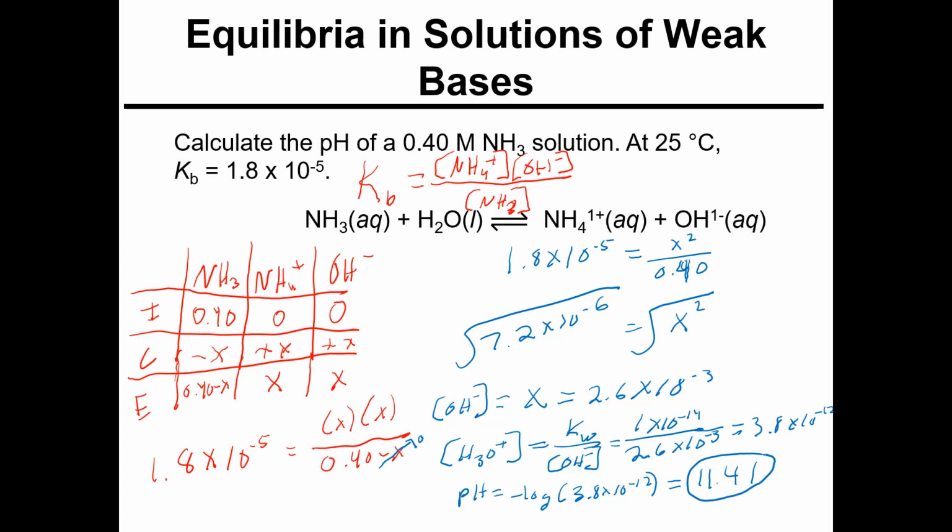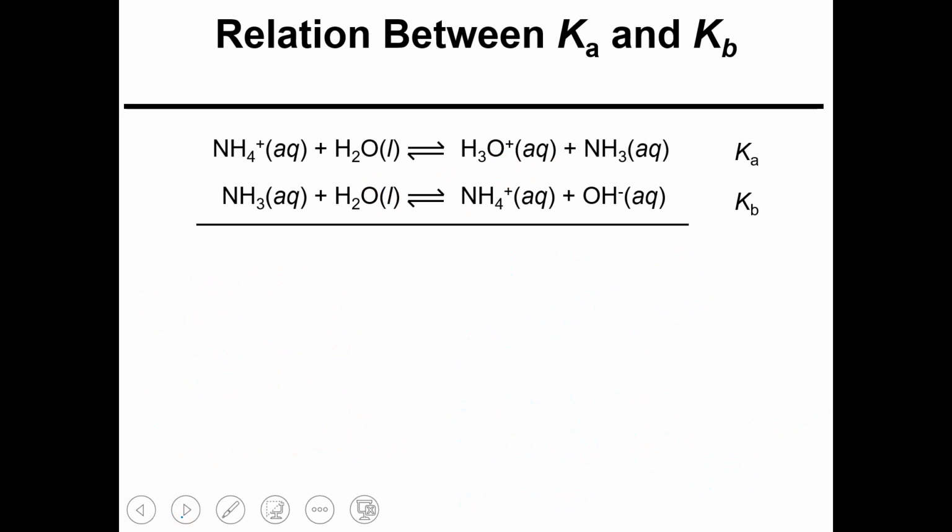So the pH of our 0.40 molar ammonia solution is 11.41. So earlier we talked about Ka. Well, if we can go between the concentration of H3O+ and the concentration of OH negative using Kw, then we should also be able to go between Ka and Kb.